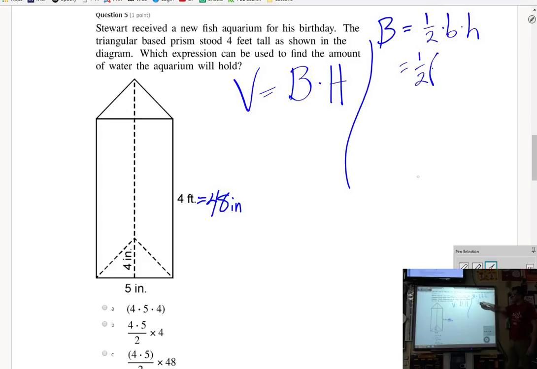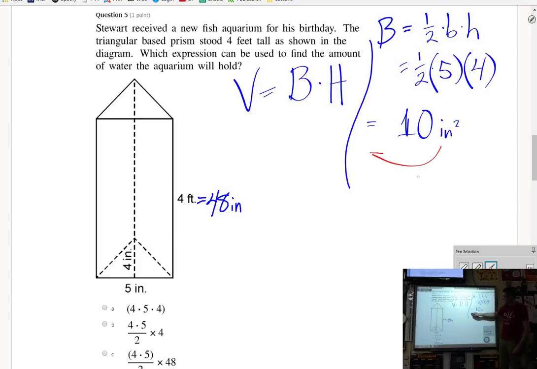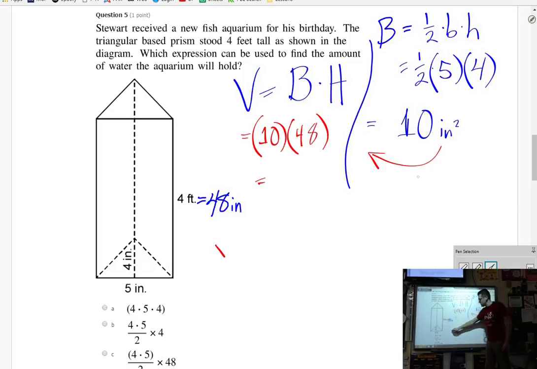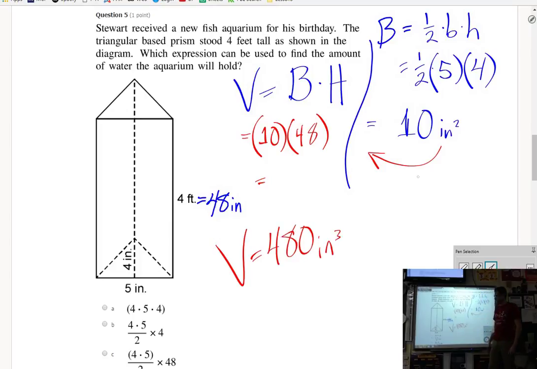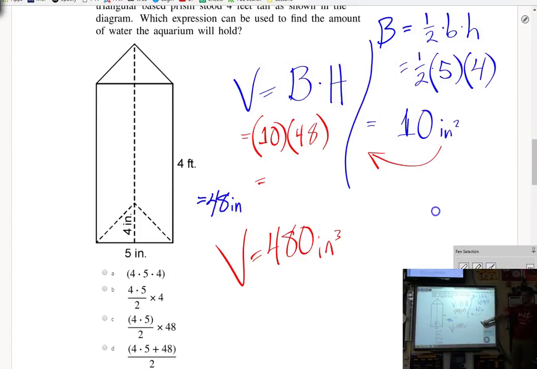That's going to be half, what's my little b? No, 5 actually. My little h is 4. That's going to become 10, and if we care, it's inches squared. I then want to plug that in. So I can now say 10 times 48, and my volume comes out to be... But that's not even what it asks me for. All it did was ask me for what formula works.